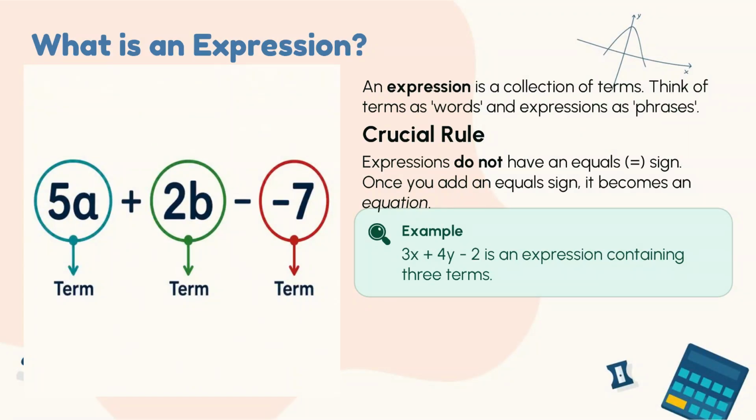Now let's look at expressions. An expression is a collection of terms. One helpful way to think about it is this. Terms are like individual words, and expressions are like phrases. For example, 3x plus 4y minus 2 is an expression. It has 3 terms, 3x, 4y, and -2. The crucial rule is that an expression does not have an equal sign. Once you add an equal sign, it becomes an equation. So 3x plus 4 is an expression, but 3x plus 4 equals 10 is an equation.